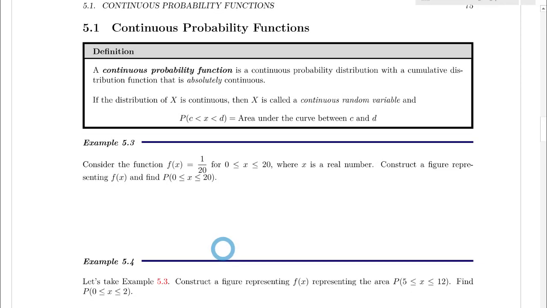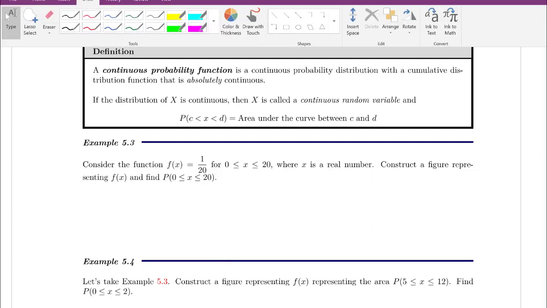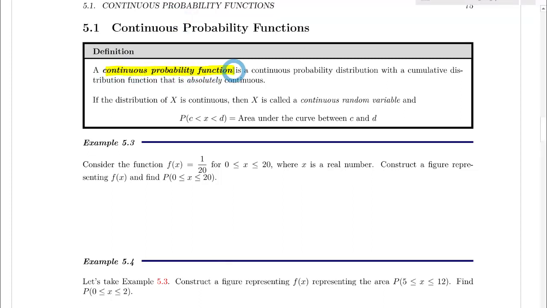All right, to continue with section 5.1, we can now talk about continuous probability function in a general form. So again, a continuous probability function is a CDF, a cumulative distribution function, that's absolutely continuous. So it's continuous, there are no breaks, it's never changing or skipping anywhere. It's just a nice, kind of smooth curve, right? And if the distribution x is continuous, then x is called a continuous random variable.